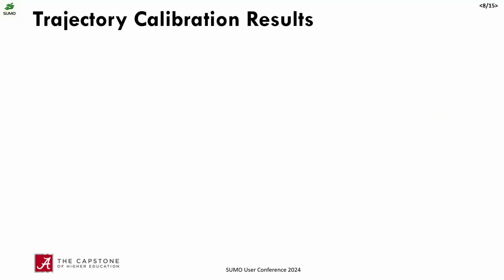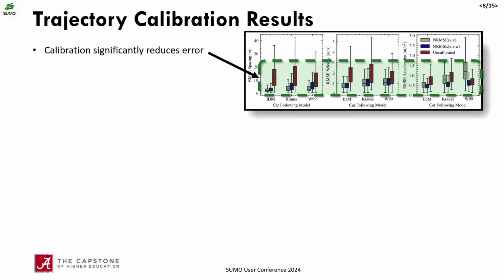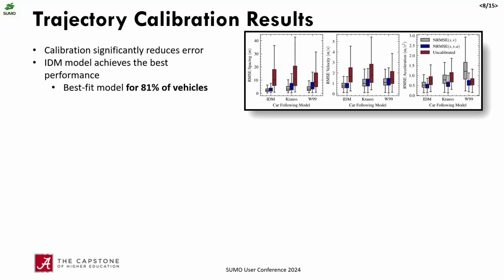So moving on to the results. Been doing okay on time. We can see across the board that calibration significantly reduces the error. So red is the uncalibrated, and this is the error in spacing, velocity, and acceleration. But then these are the two different error functions that we considered, one with acceleration, one without. Across the board, we see that after calibration, the IDM model performs the best, and it's the best fit model for 81% of the vehicles.